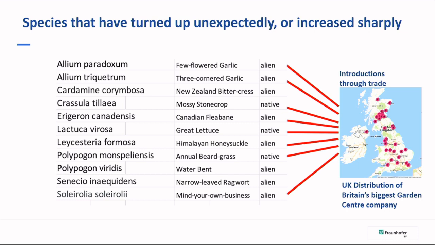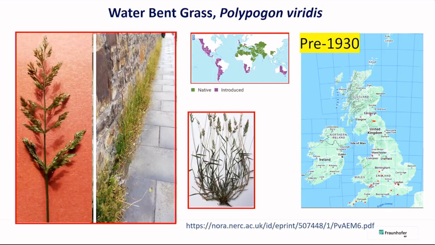And then the great lettuce, a big tall plant, and the Himalayan honeysuckle, and two polypogons, which I'll talk about in a minute, and then a strange Senecio inaequidens, the narrow-leaved ragwort, and a tiny little plant called Mind-your-own-business that I first saw outside David Chamberlain's house. I naturally thought it was a bryophyte, but when I got down on my hands and knees, I could see it was not. So that's an interesting little plant. It's changed its name, but I'm going to use the old name. So we looked at these plants.